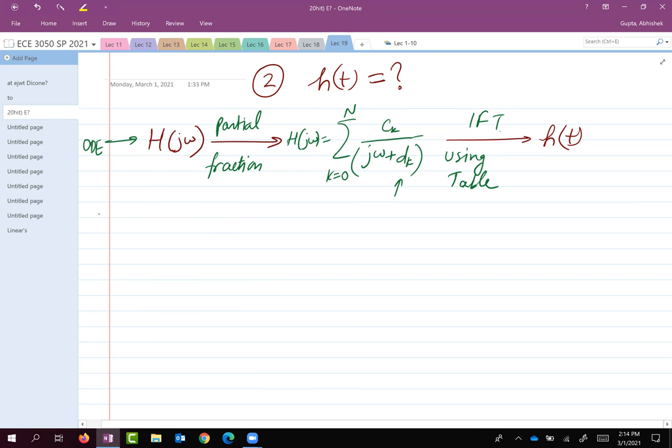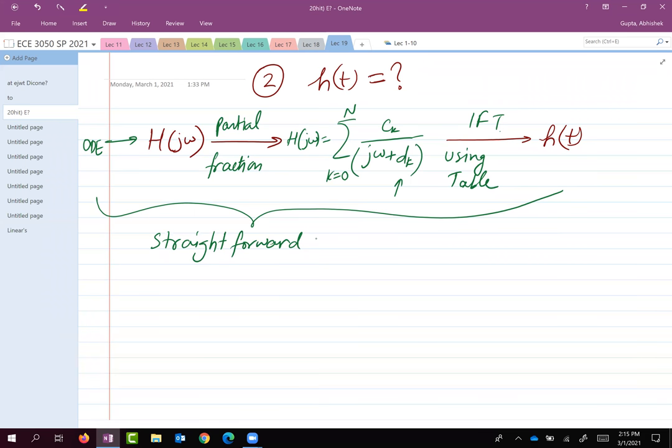So overall, this whole approach is a straightforward approach for computing the impulse response of the system, rather than solving the differential equation. Now, of course, some people are good at solving differential equations. They like that better. But some people would prefer this approach because if you have made a mistake in the process, it's very easy to backtrack and correct for those mistakes.